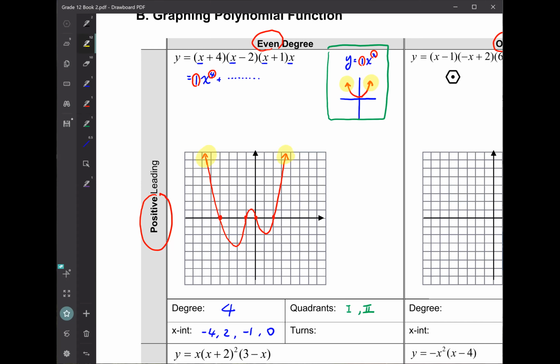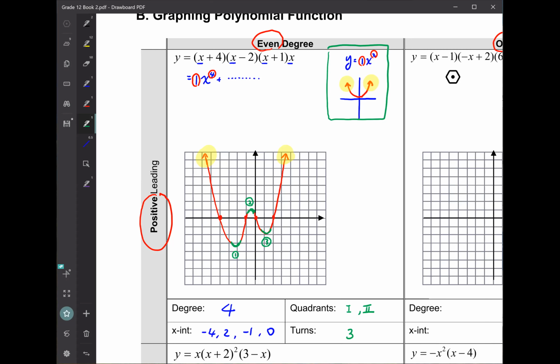Now the number of turns. Imagine that you're driving on the road. This is the road map. So a turn is like where the valley is, and where the hill, the bump is. So you have one turn. That's another one. That's another turn, so 3. So the total number of turns is 3.